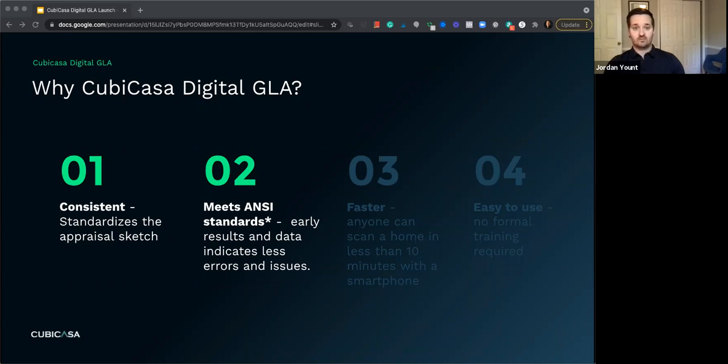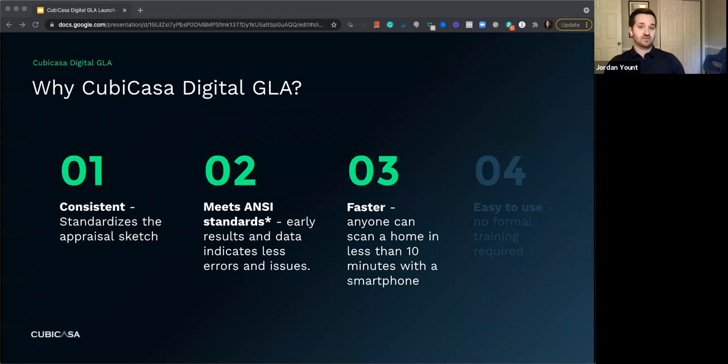And we are getting into the world of treating mortgages the same way that we've treated our own floor plans, in that it's simple, it's fast, and it can be done by absolutely anybody. And so that leads to my next point, that it's faster. Anybody with a phone can scan a home in less than 10 minutes.